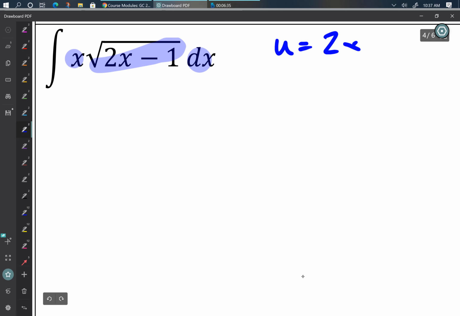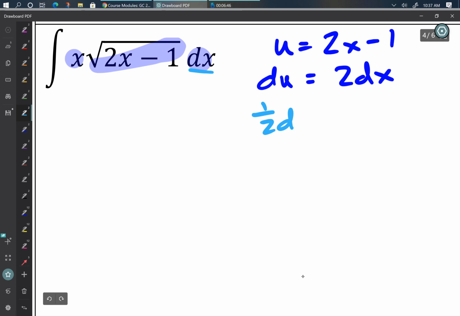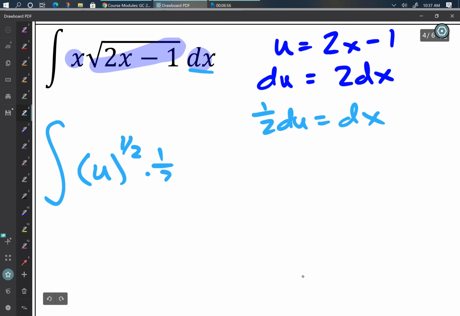u is 2x minus 1. Then the differential du is 2 dx. Right? I just have plain old dx, so I'm going to call that 1/2 du is equal to dx, and I'll perform my substitutions. I've got u to the 1/2 times 1/2 du, but I've got a problem. This never went away, so it's still sitting there, x times.